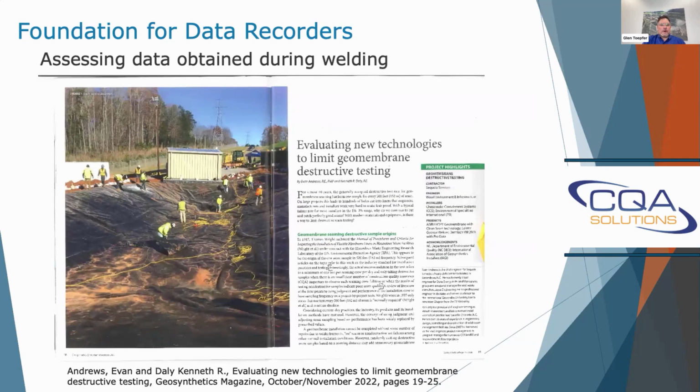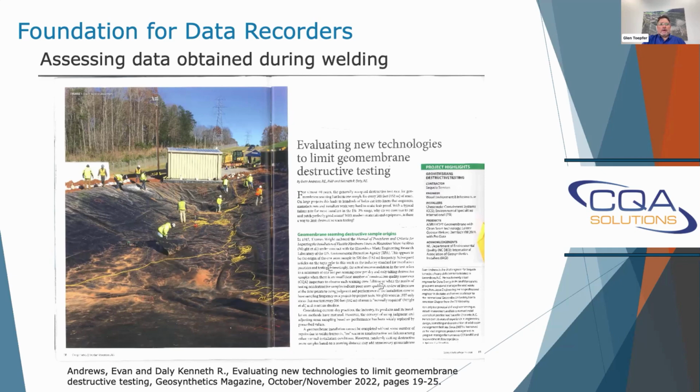And this is just an article from Geosynthetics magazine back in October, November 2022, but there's a lot of things I disagree with in this article, and I think that it's risky. The authors are proposing that you can limit geomembrane destructive testing because you have data recorders, but if you don't know the parameters and when they fall outside what's acceptable, how can you make those decisions?